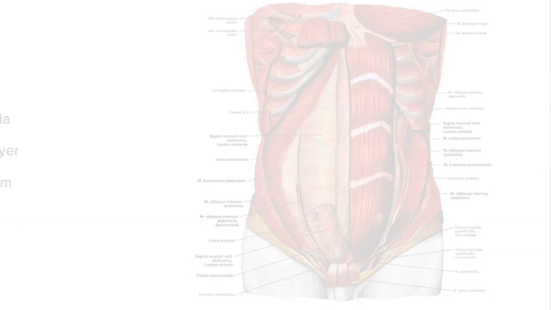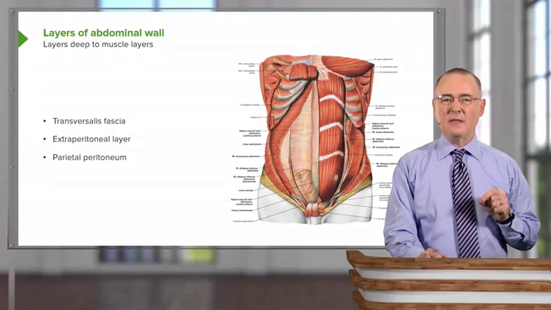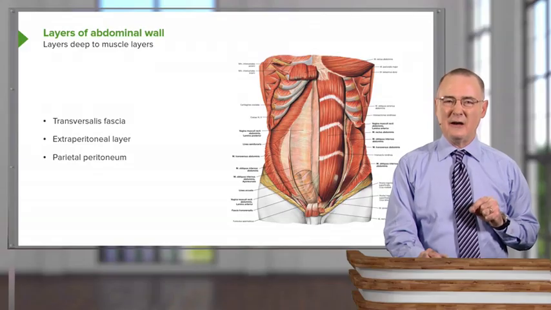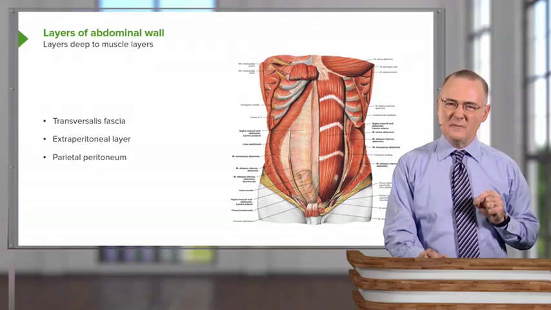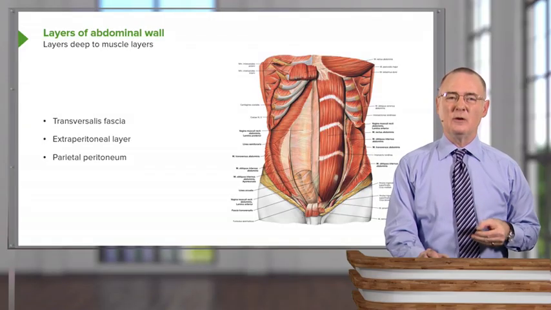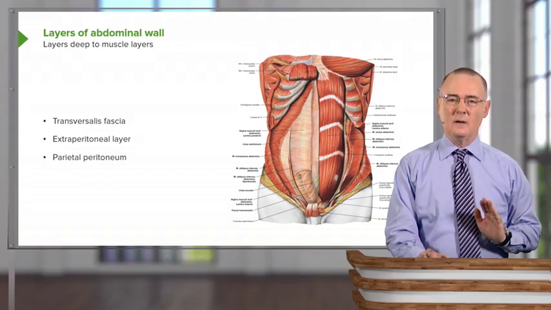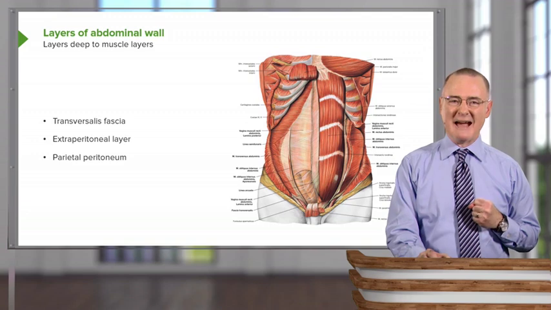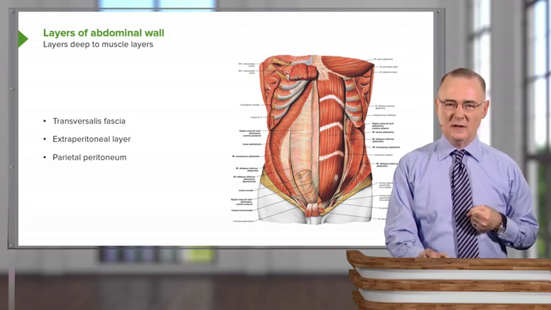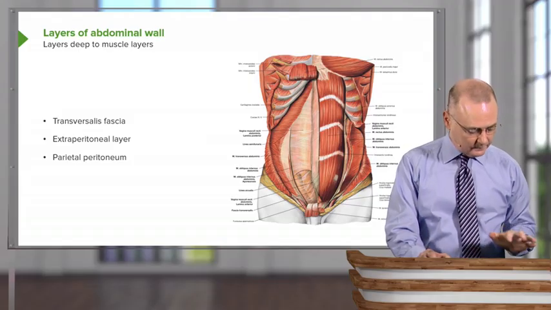What we cannot see here is just deep to the transversalis fascia, we'll have a thin layer called the extraperitoneal layer, and there are variable amounts of fat that can be detected here. And immediately deep to the extraperitoneal layer, you'll have the parietal peritoneum, which is lining the abdominal cavity. Once you go through the parietal peritoneum, you are then within the peritoneal cavity, and you can see the suspended abdominal viscera within the peritoneal cavity.